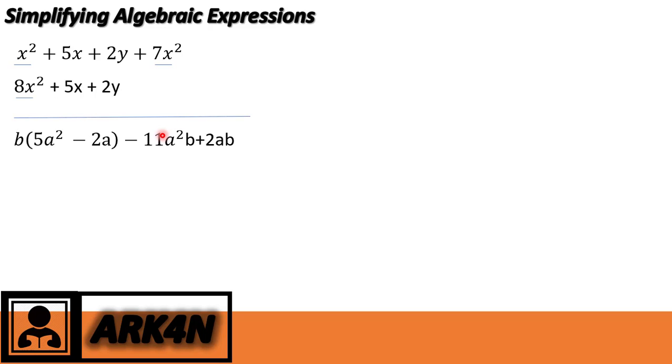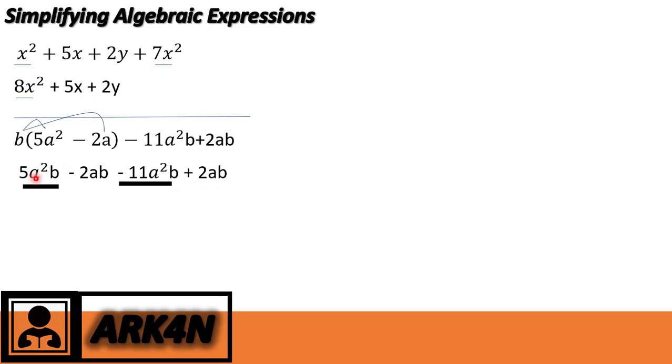Okay, great. Now the next one is b, and then inside the bracket we have 5a squared minus 2a, minus 11a squared b plus 2ab. Now first you can use the distributive rule and distribute this b over 5a squared and minus 2a. Let's first do that. We multiply b by 5a squared, and then we multiply b with negative 2a. We get 5a squared b minus 2ab minus 11a squared b plus 2ab, and we define the like terms.